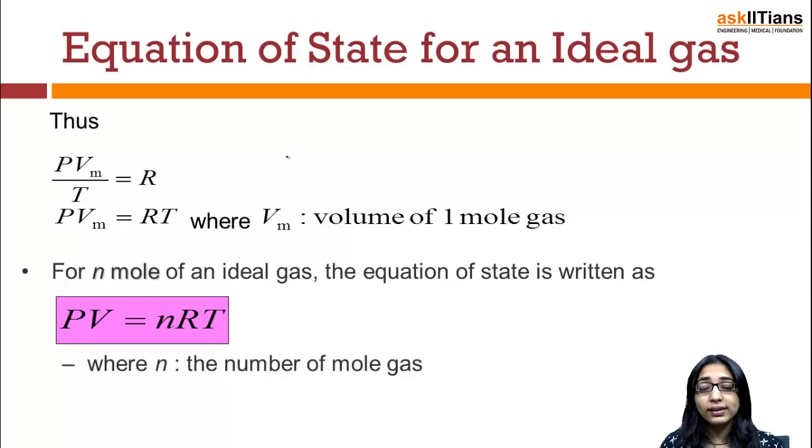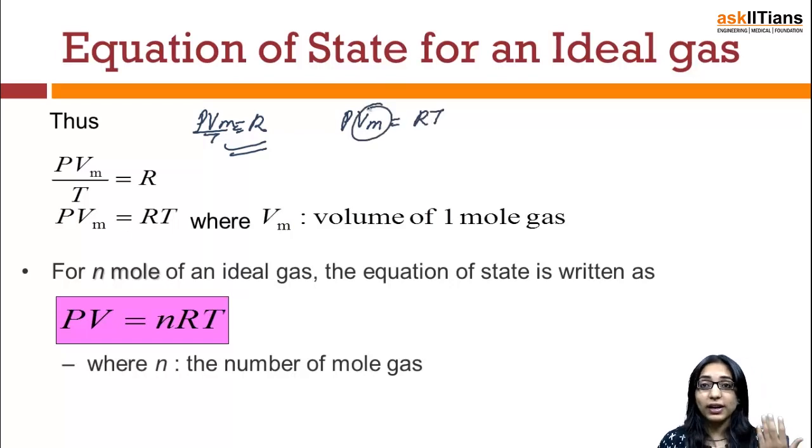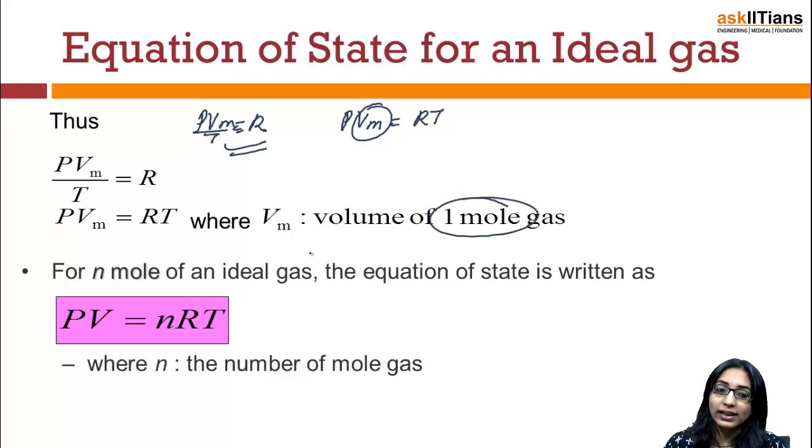Let's work into this in a little more detail. So we just concluded that PVm over T is nothing but R. So I can also write PVm is R times T, where Vm, as I told you in the previous slide, is nothing but the molar volume of the gas. Molar volume means the volume of 1 mole of the gas.